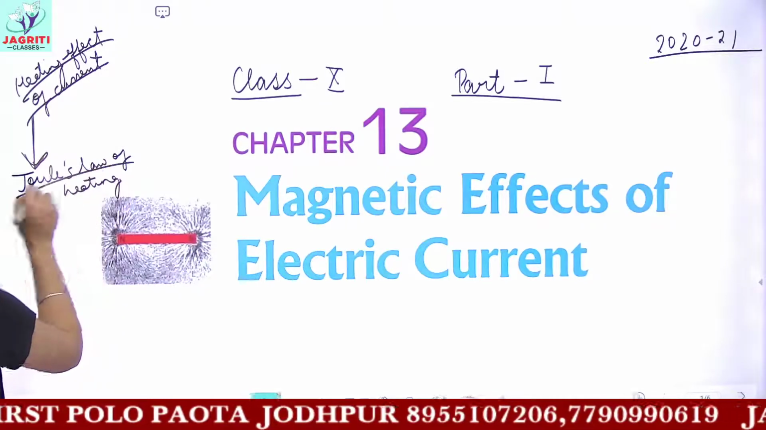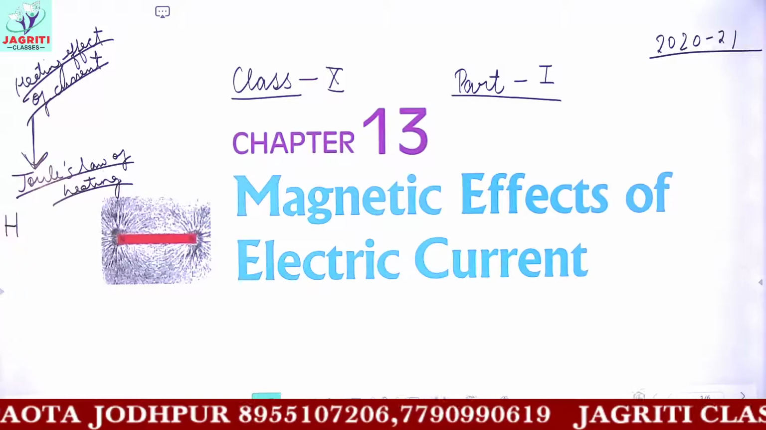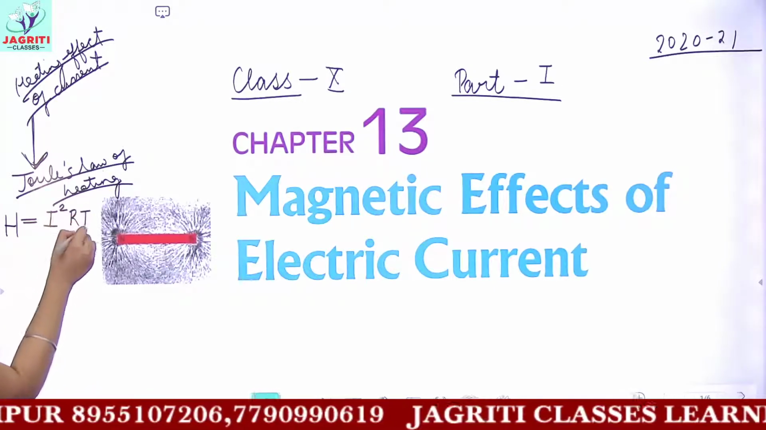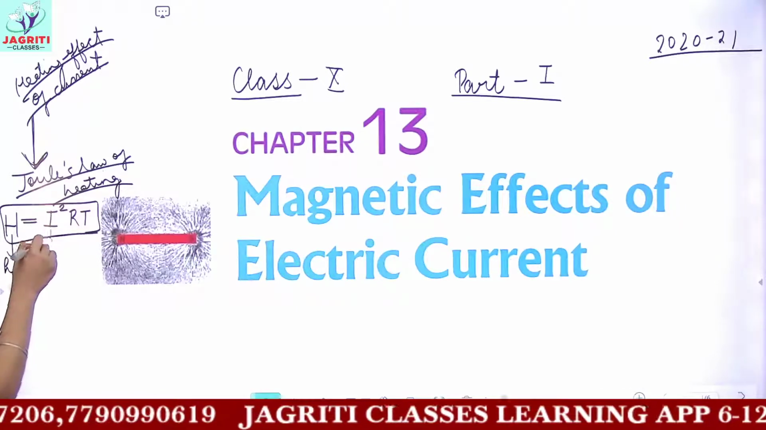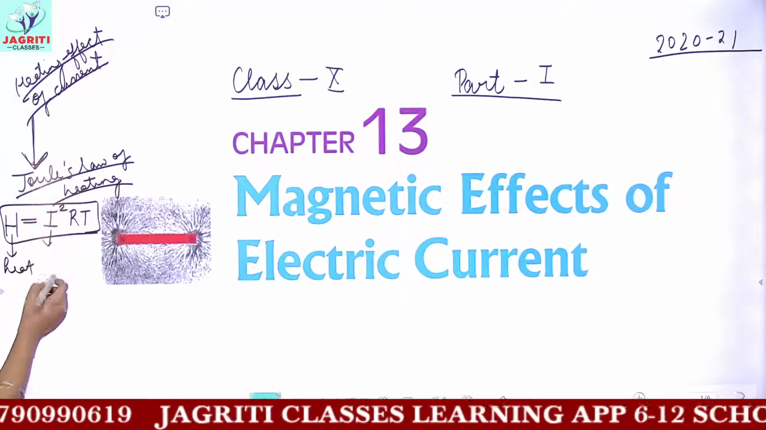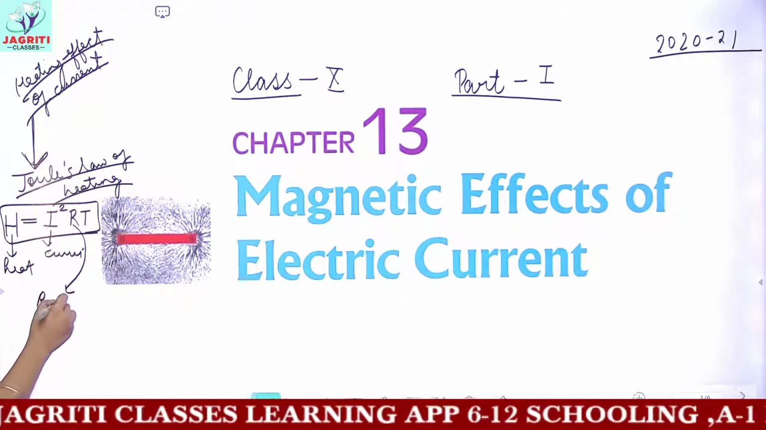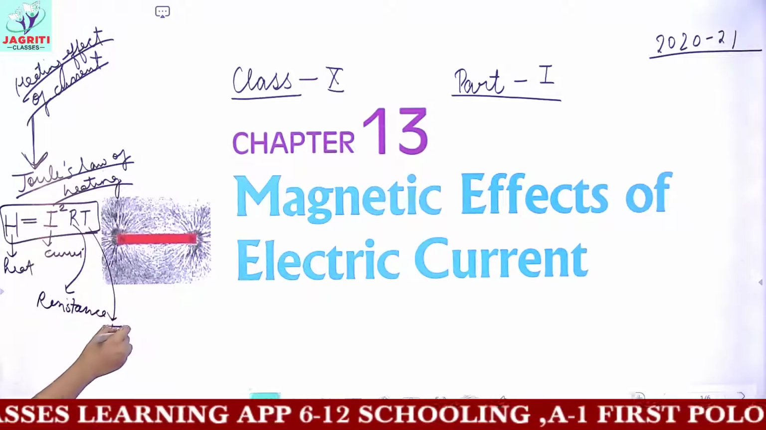And what is actually Joule's law of heating? Joule's law of heating says that the magnitude of heat, for which we derived a formula in the previous chapter, is H = I squared R T. H here signifies heat, I squared means square of current, R is resistance, and T here was the time.